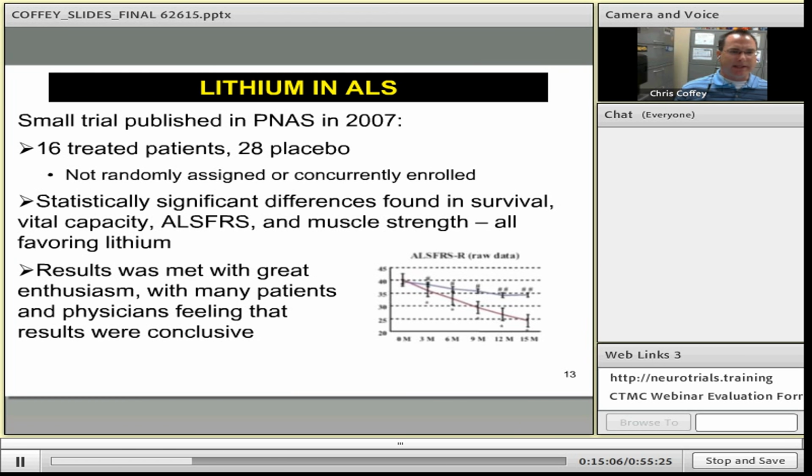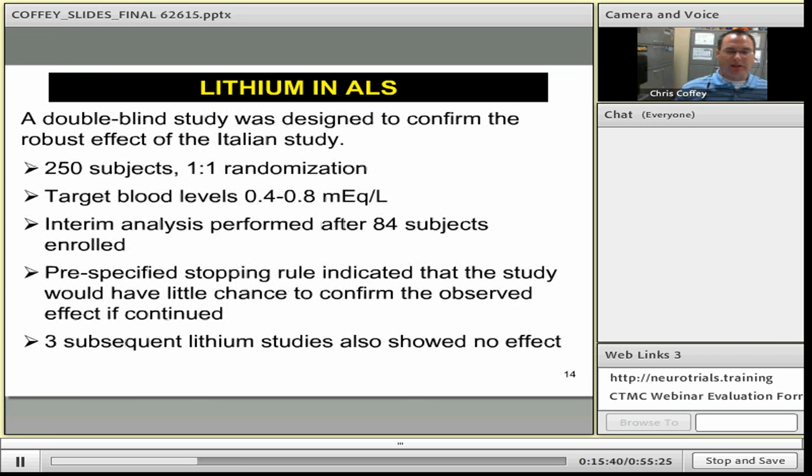They weren't randomly assigned. It's not really clear why there was an imbalance in the two groups, but this study found a statistically significant difference in several key measures for progression: survival, vital capacity, ALSFRS, muscle strength. There's a plot you can see at the lower right-hand corner of this slide showing the difference in progression of ALSFRS-R. As many of you know, ALS patients are kind of desperate for treatment. So when this came out, the message boards lit up. Everyone was trying to get lithium, which is something that with some effort could be obtained. The challenge here is that when you look at the rigor of this, there are a lot of question marks with the trial. Next slide, please.